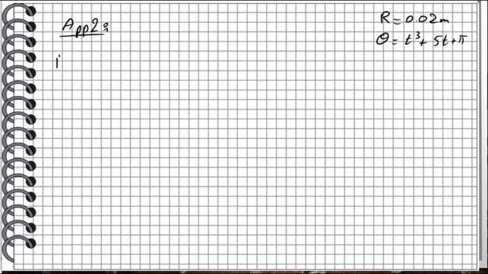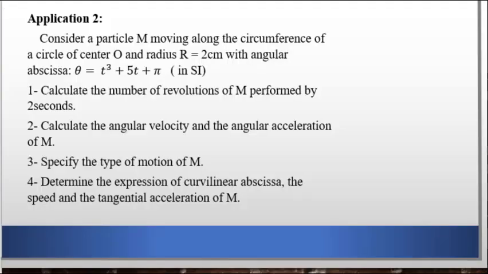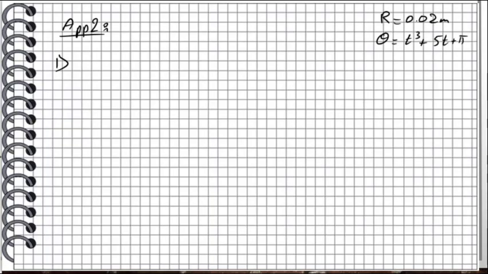And he asked me in part 1, calculate the number of revolutions. He needs n for 2 seconds. He gave me the time, which is 2 seconds. Okay, and he asked me to find n. There is a formula, theta equal to 2 pi n, or n equal theta divided by 2 pi. I will use it. N equal to theta divided by 2 pi.